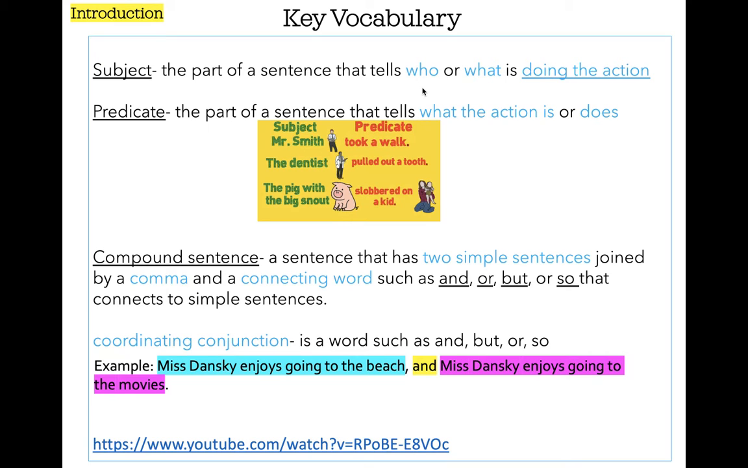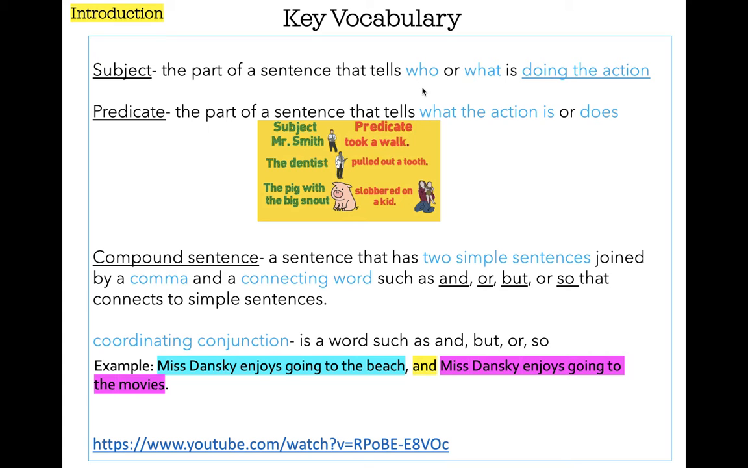The pig with the big snout slobbered on a kid. The subject of the sentence is everything from the capital of the sentence, and it stops at the verb. So the pig with the big snout is the subject. It's the noun with all the describers in it. And then slobbered on a kid is the predicate. It starts at the verb and it goes until the period.